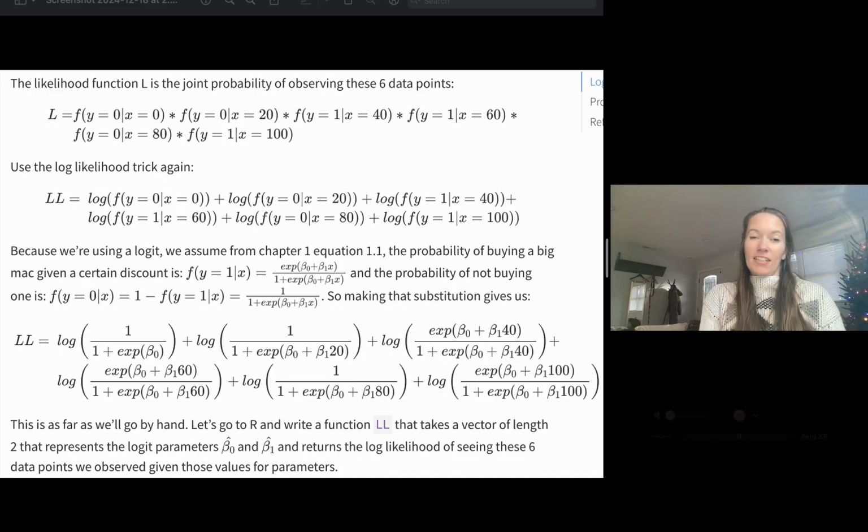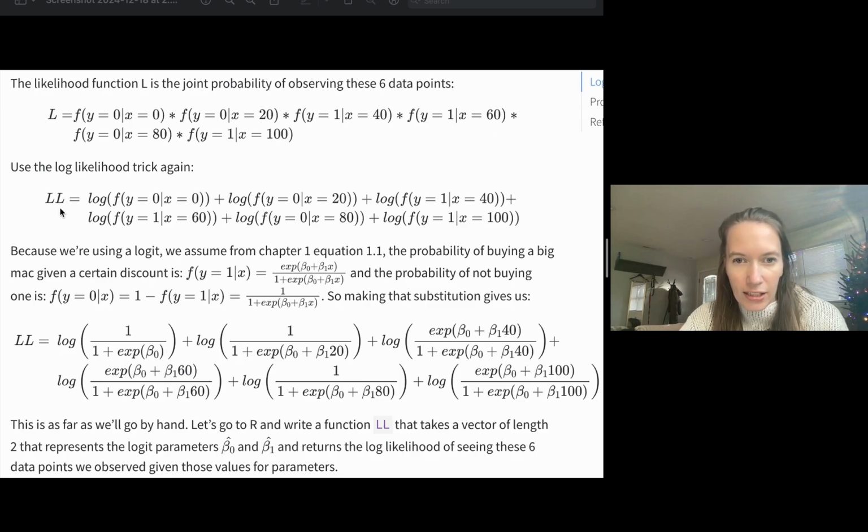What's the likelihood function of observing those 6 data points about people getting discounts and choosing to buy burgers or not? The likelihood function is just the joint probability density evaluated at each data point. For the first person, they got a discount of 0, so their x value is 0, and they chose not to buy it. We evaluate the density function here. Another person decides not to buy it, they got a discount of 20. This person bought it, they got a discount of 40. This person bought it again, they got a discount of 60. It'll be 6 terms here.